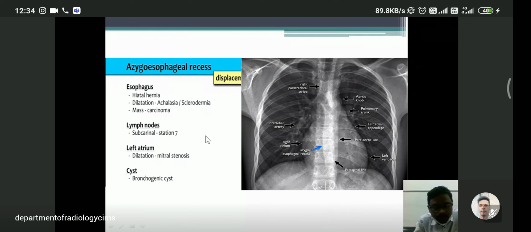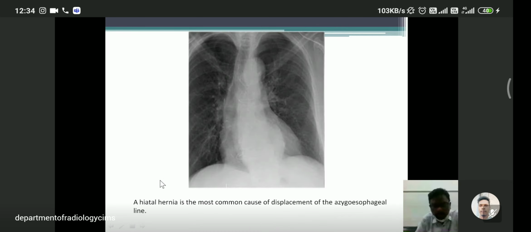So azygoesophageal recess displacement may be seen in case of an esophageal lesion like hiatus hernia, achalasia cardia, or some mass. In case of a lymph nodal mass, left atrial dilatation, or some cystic lesion like bronchogenic cyst. In this X-ray, we can see that azygoesophageal line. It is the case of the hiatus hernia. So this represents your dilated esophagus, and your line is displaced on the right side.